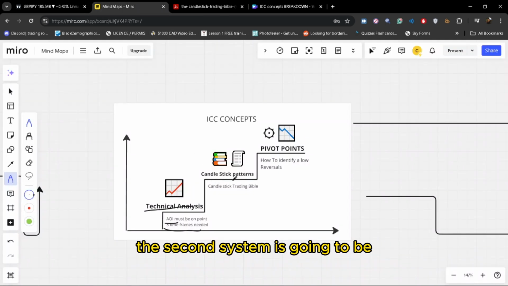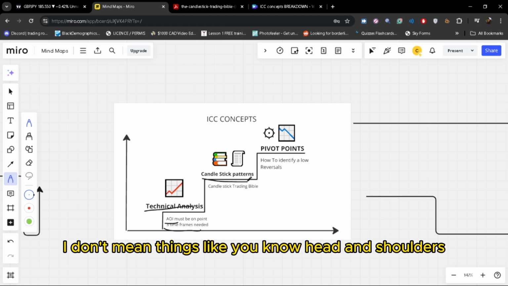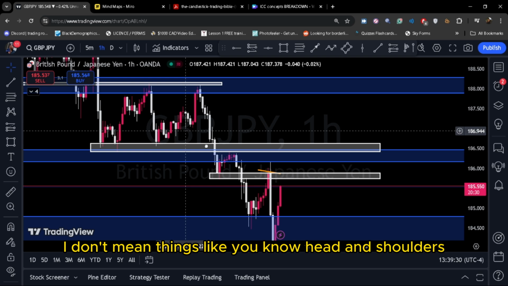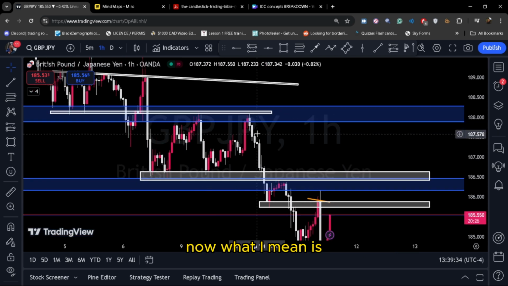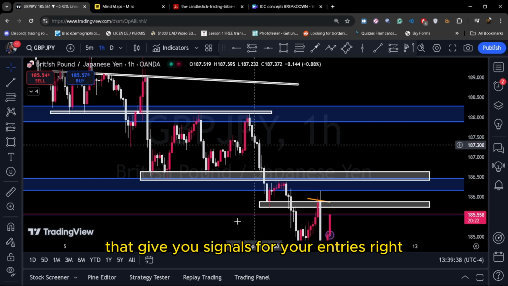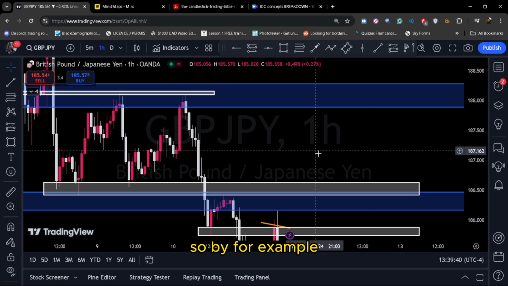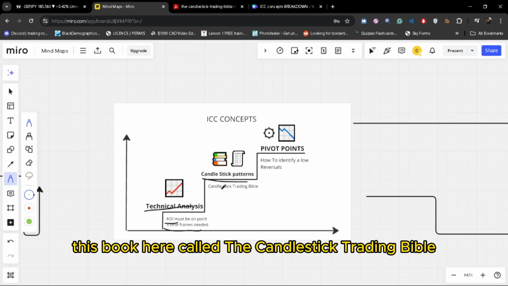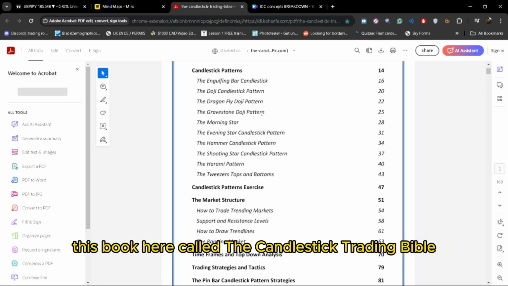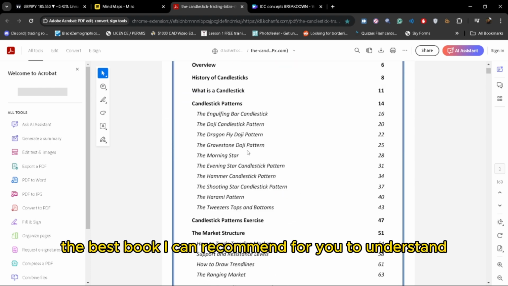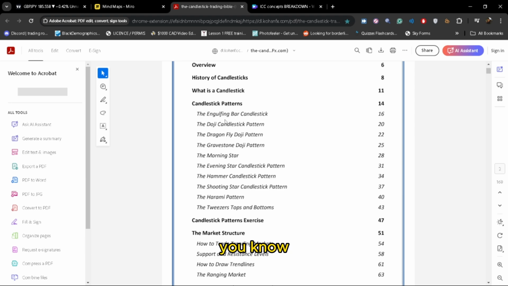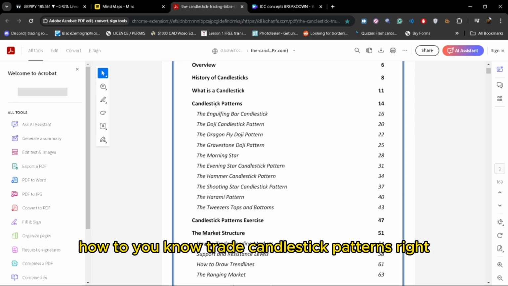Now the second system is going to be your candlestick patterns, right? And when I say candlestick patterns guys, I don't mean things like head and shoulders, double top, or anything like that. What I mean is actual candlestick patterns that give you signals for your entries, right? For example, this book here called the Candlestick Trading Bible is literally like the best book I can recommend for you to understand how to trade candlestick patterns, right?